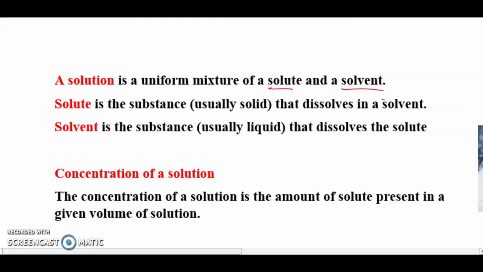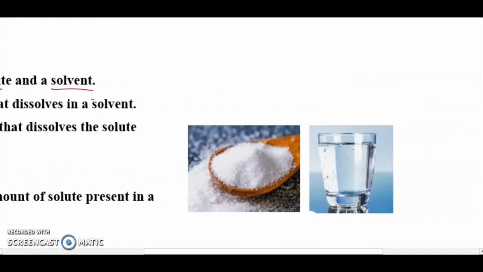Let's take a look at this. Over here, I have salt. This is common salt, sodium chloride. And I have a glass of water. Now, what happens if I add this salt to the glass of water? The salt dissolves, right? So the salt that dissolves in this glass of water is known as the solute. So over here we have the solute. And what dissolves the salt? I'm sure you've said the glass of water. So this glass of water is what dissolves the salt and it is the solvent.